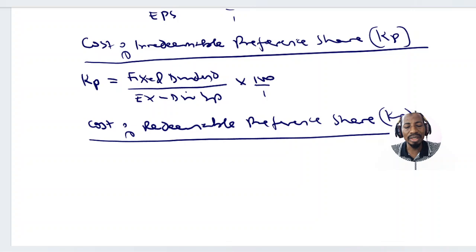When you want to calculate the cost of redeemable preference share, there are 3 stages. The first stage is to assume two discount rates that will produce 2 opposing NPVs. One discount rate will produce a positive NPV, and another will produce a negative NPV. Then you proceed to calculate the internal rate of return, which is the cost of redeemable preference share. That's what you need to do. So let's have an example to demonstrate that.